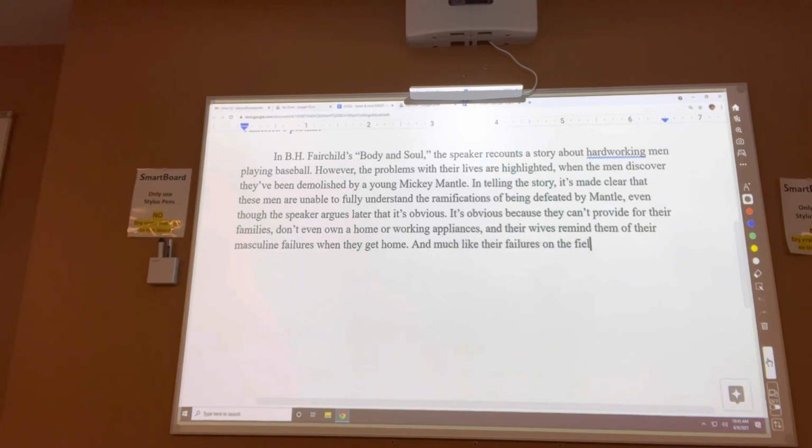Oh god, on the field, it took me a second. I'm not a baseball fan, so do they call it field? Yeah. They do. It's the diamond. Yeah, that's too fancy. But yes. And much like their failures on the field, there's another instructor clause for you.